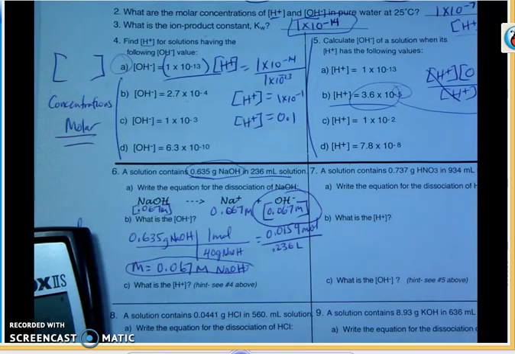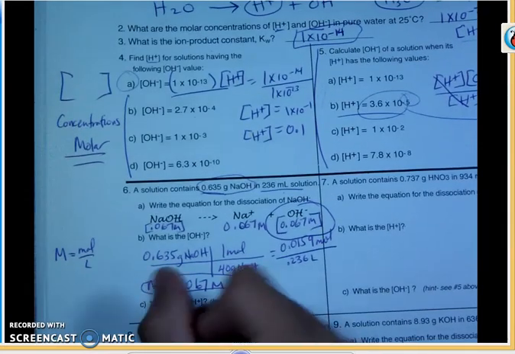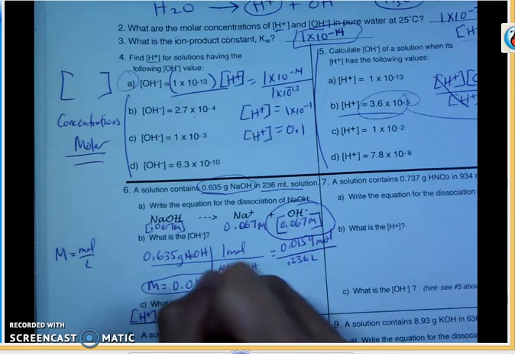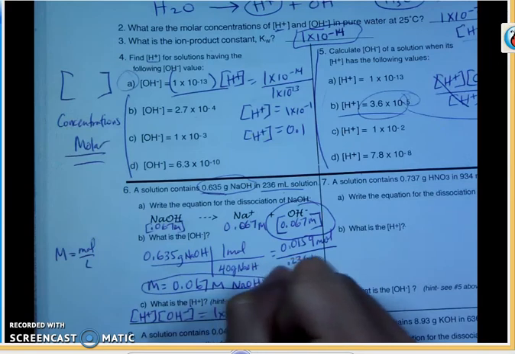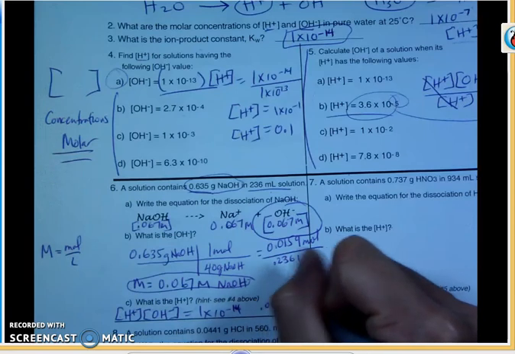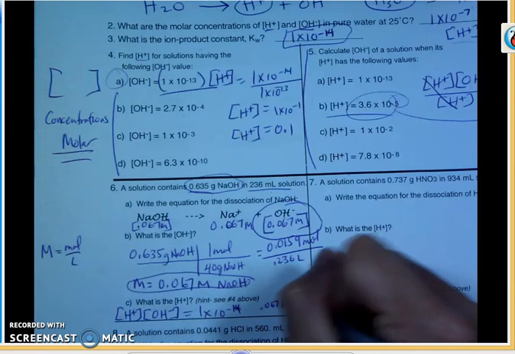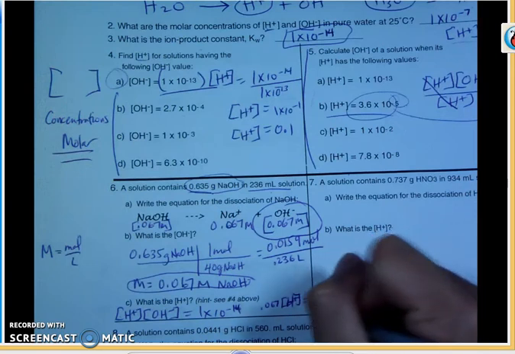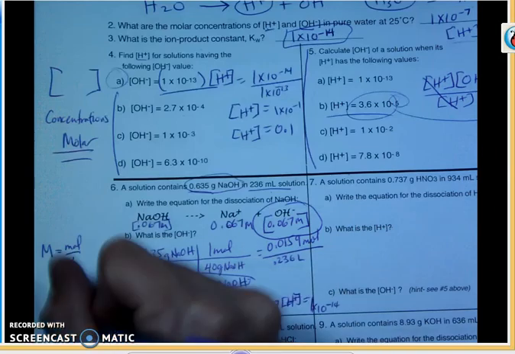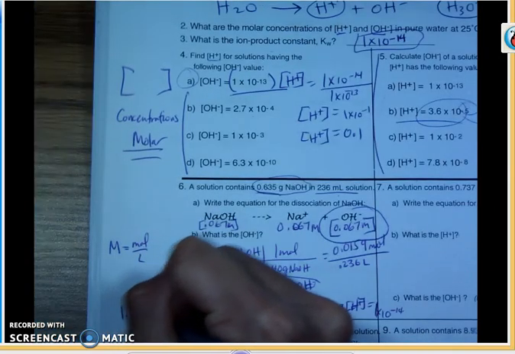Alright. How do I find H then? Again, H plus multiplied by hydroxide is 1 times 10 to the negative 14. So the 0.067 times the H is equal to 1 times 10 to the negative 14. Okay? So take 1 times 10 to the negative 14, 1 EE negative 14 here, divided by 0.067. I'll get the H plus is 1.49 times 10 to the negative 13.